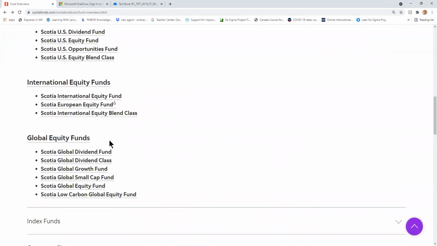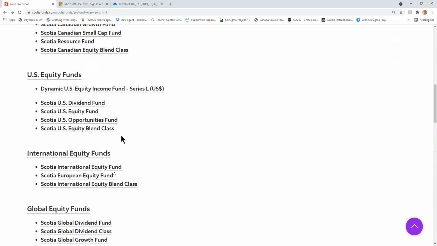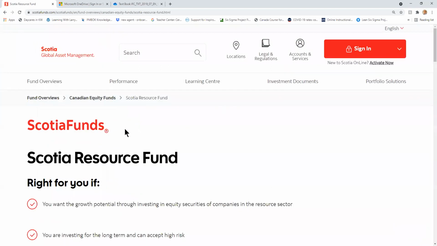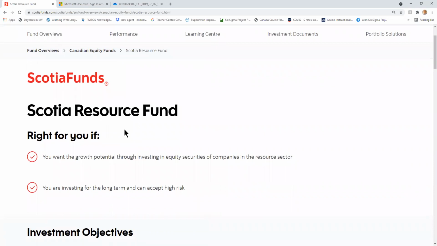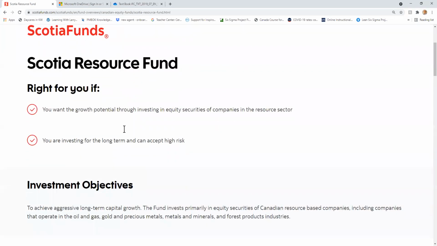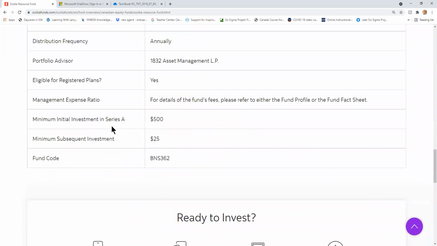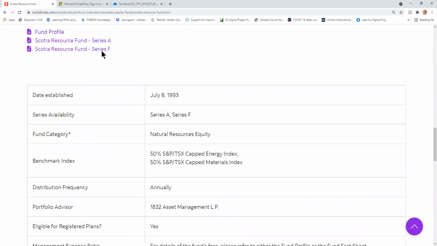So let's look at the specialty ones and then we can take a break. The specialty ones are mainly in one type of investment. I'm going to show you the resource fund. This is the specialty one. One type only, meaning one area? Yes, one area. It is only invested in one type of company. So it is equities or companies in the resource sector. Only companies in mining and energy are going to be in this one.